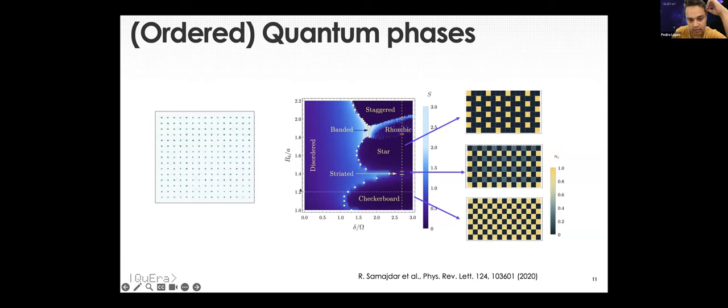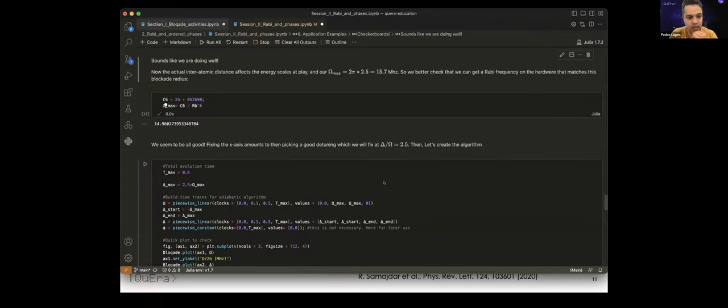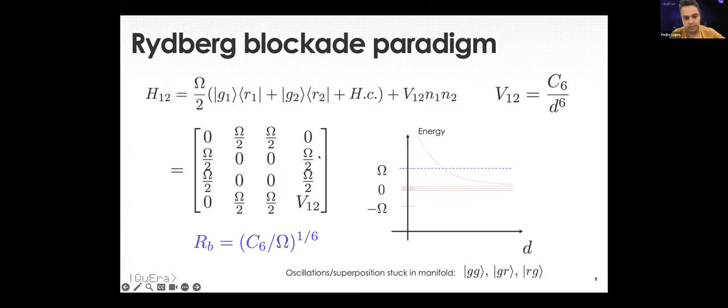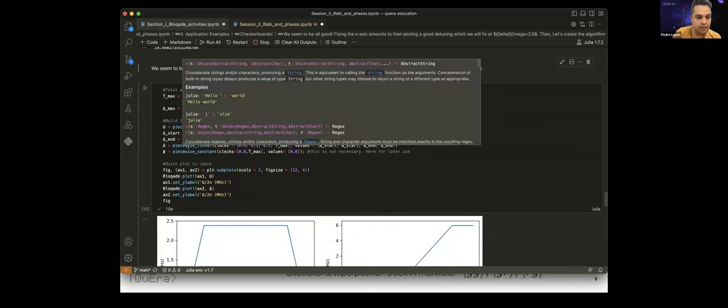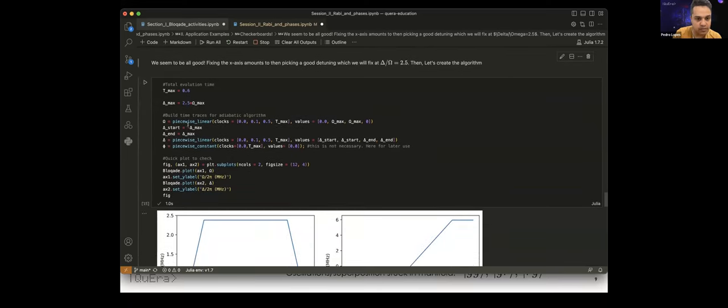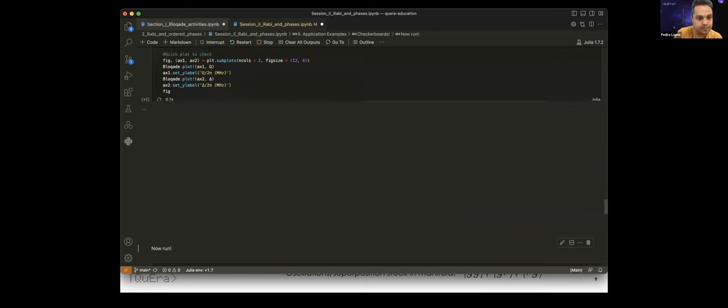So all I have to do is to take my delta and start with it very negative, so all my atoms are in the ground state, and then I ramp in the presence of an omega that generates this RB equal to 1.2. So that's what we're going to do. I'm going to start by defining my omega max that I'm going to extract from this formula down here, the purple one. So just invert this. Given RB, I can find the maximum value of omega. And then I'm going to pull the piecewise linear and piecewise constant functions that we learned yesterday.